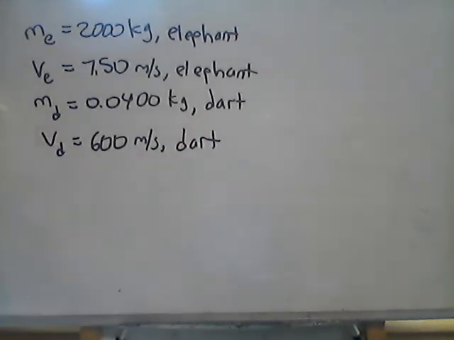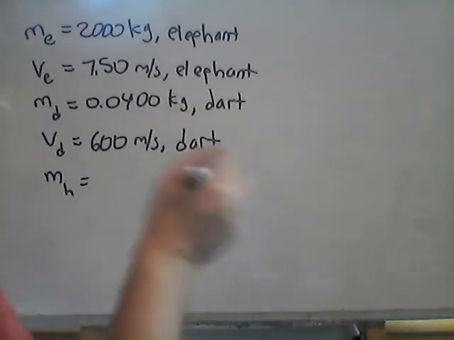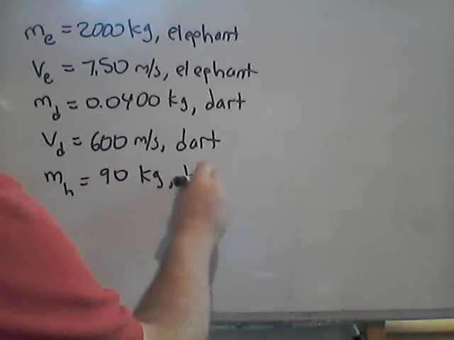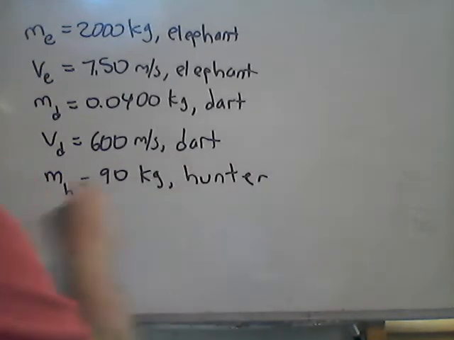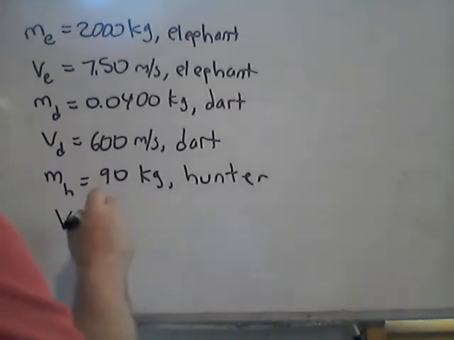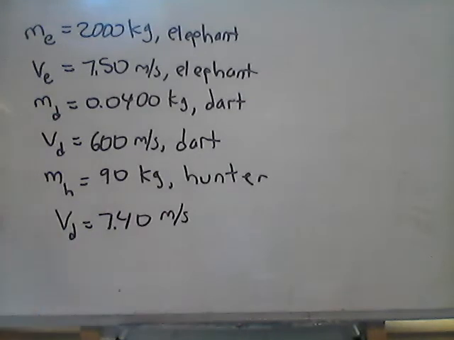And finally, we have the hunter. I'll use H for hunter. M sub H, the mass of the hunter, is 90 kilograms. The speed of the hunter is 7.40 meters per second. He's not going quite as fast as the elephant. It's not good for him.